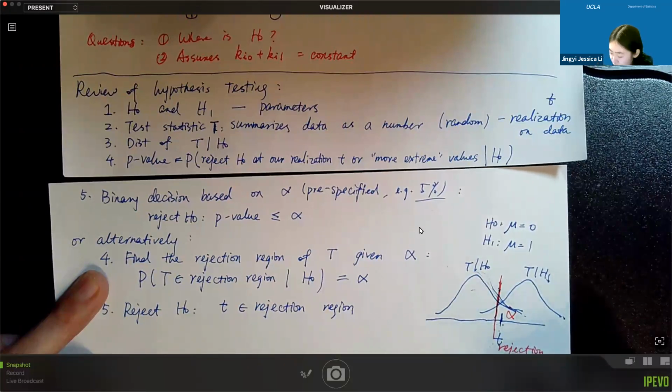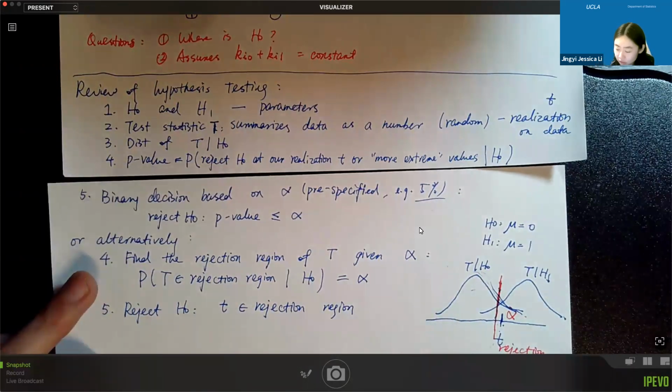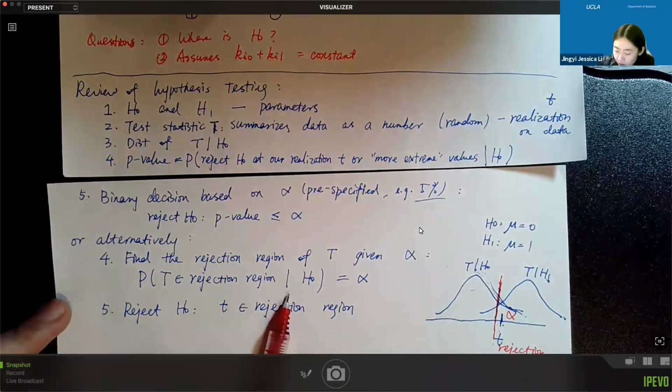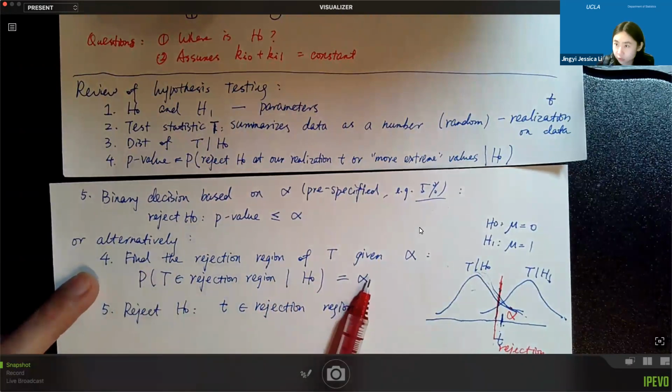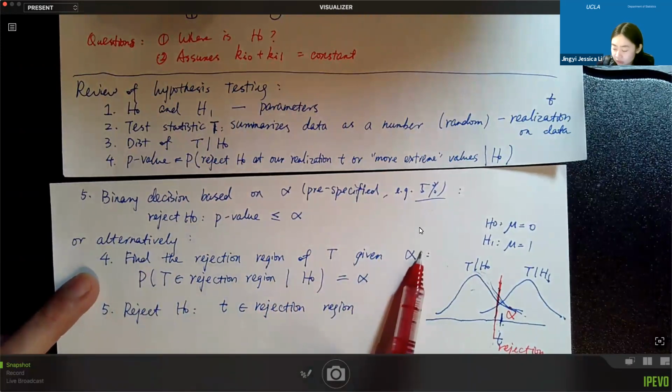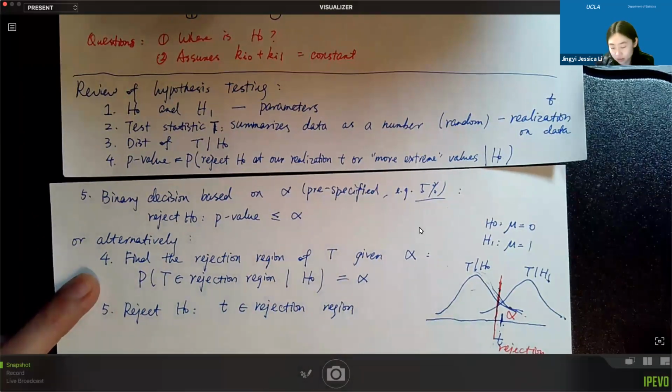And then whenever you have a realization on your data set, you compare it with the rejection region. If it's in the region, you reject. Otherwise, you do not reject. So this is the alternative way. But you see, why we need a p-value is that this way is not so convenient to use, because you always need to start with an alpha, find the rejection region, and then reject.